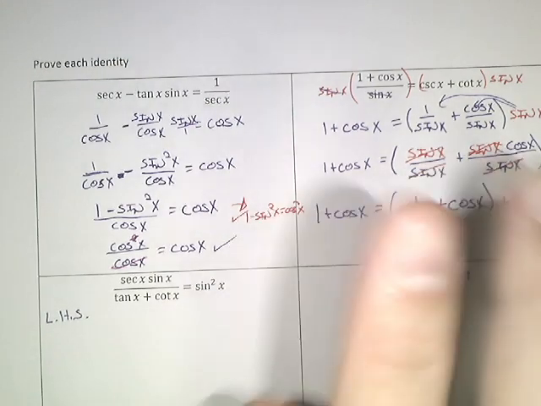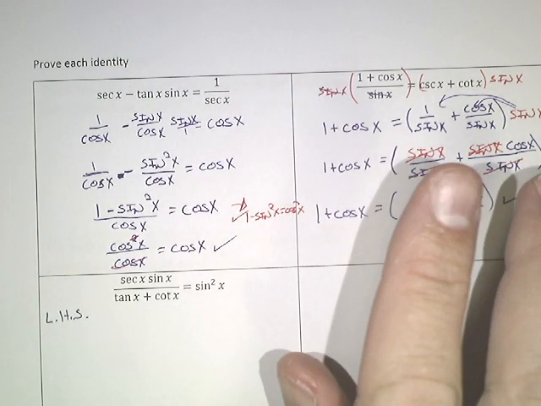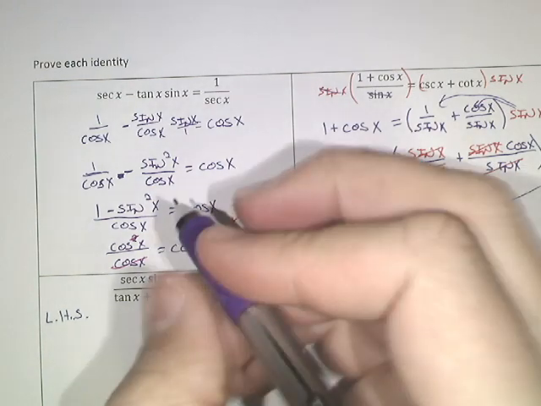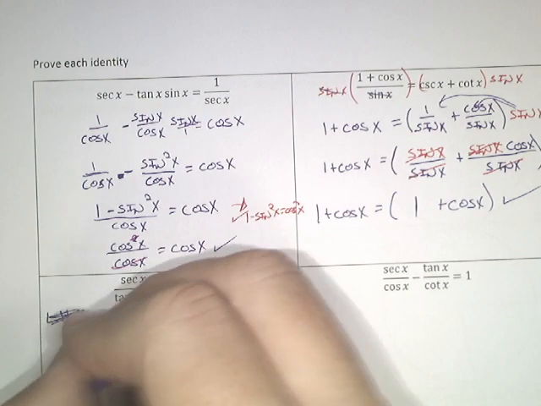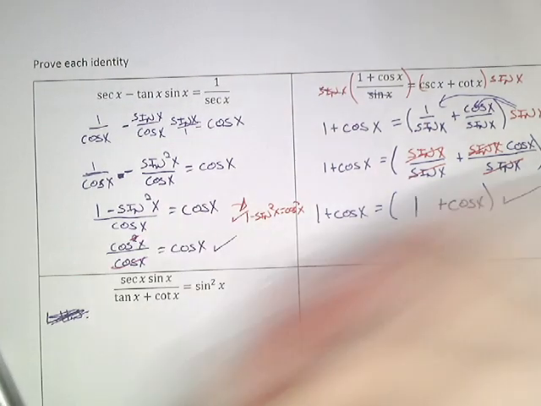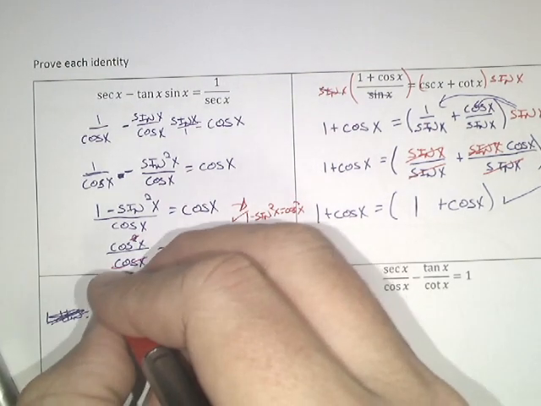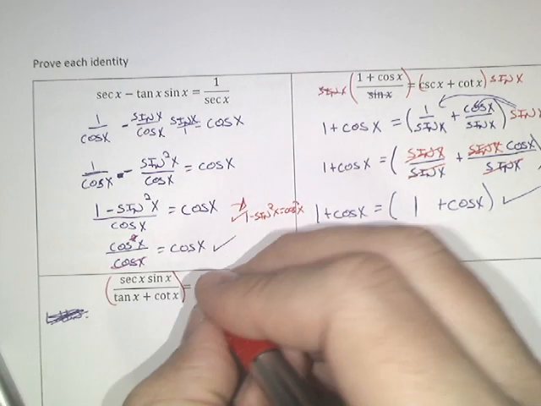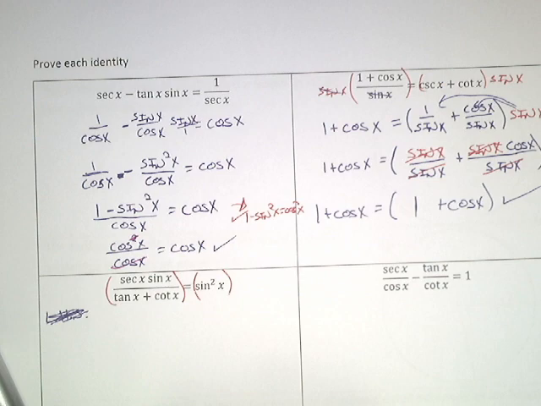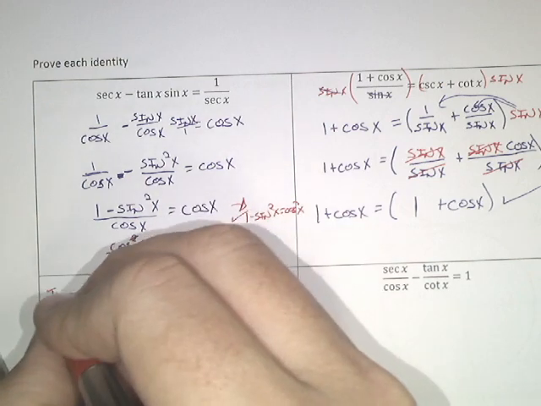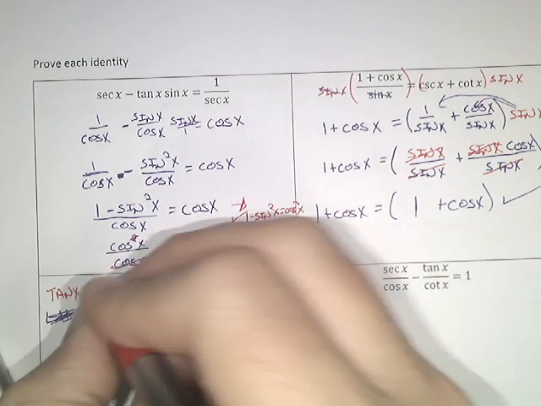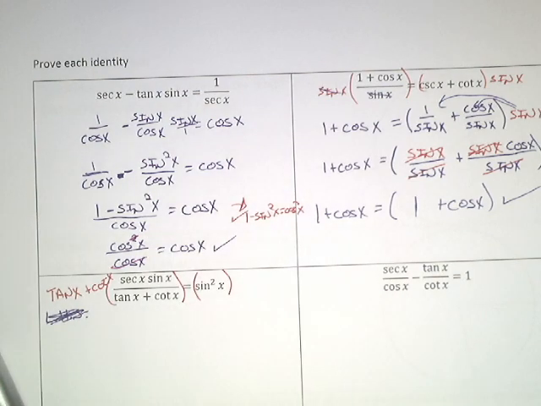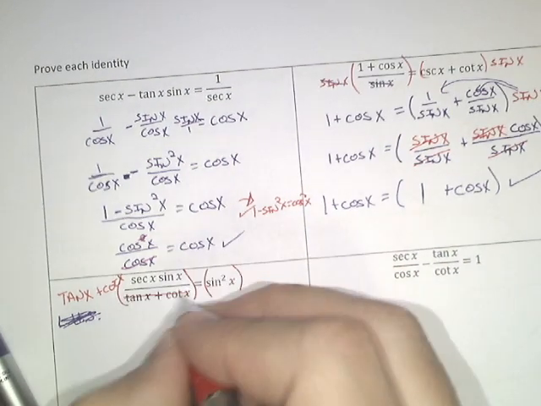So there's two ways to approach this, and I'm not sure which one will be fastest. New plan. I'm going to get rid of this denominator. Denominators are annoying, especially when they have addition and subtraction in them. So I'm going to multiply both sides by tangent x plus cotangent x. That way, that cancels out that.